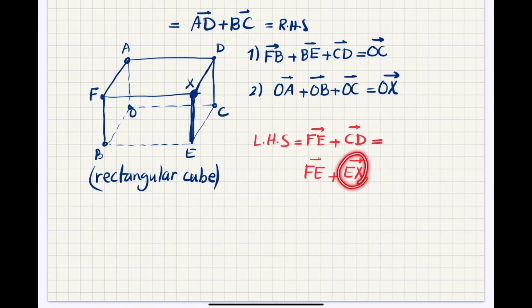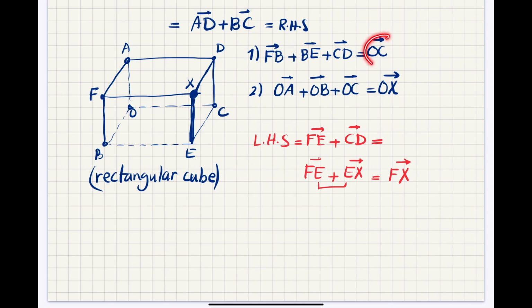Because EX and CD are equal vectors. Why? They are parallel, because that's a rectangular cube. They are of the same size, yes, and EX is pointing upwards, CD is also pointing upwards. So these two vectors are exactly the same. Understandable? But now, can I use the Chasles rule again here? Yes, because now E and E are the same, so I can eliminate them. It becomes FX. So the sum of these three vectors, I showed that this is equal to FX.